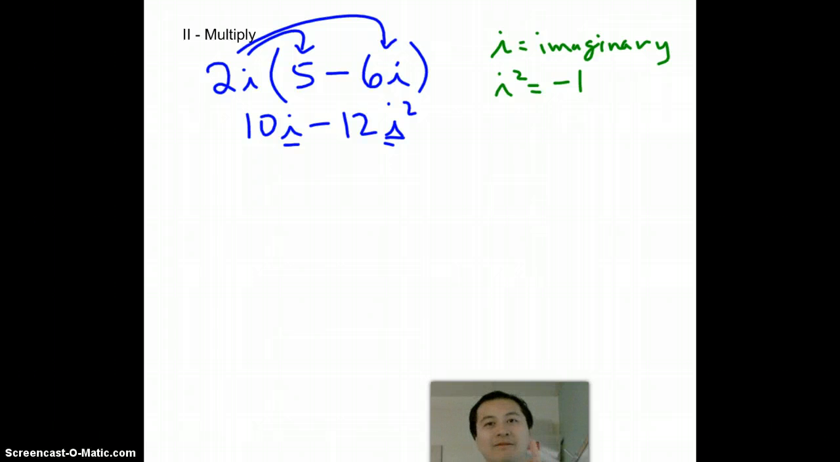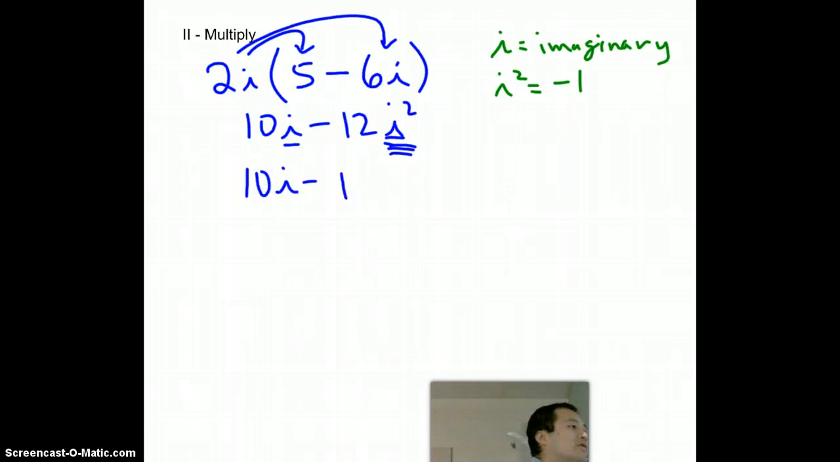You don't want to have more than one imaginary. So right here, too many imaginary. I squared means I times I, too many imaginary. So simplify it. Fix it. This becomes 10i. This becomes minus 12.